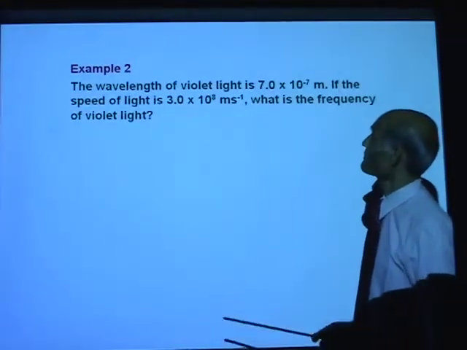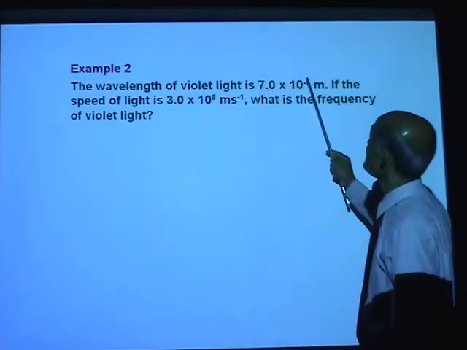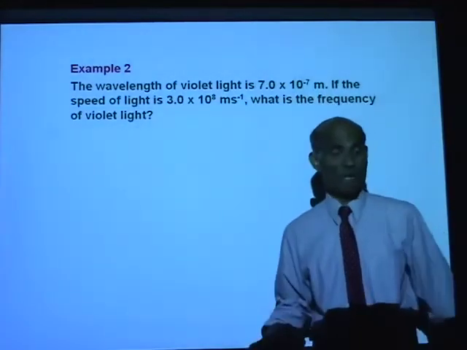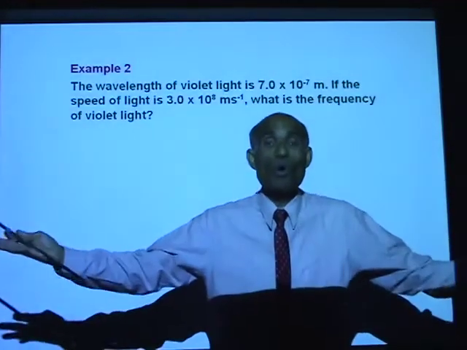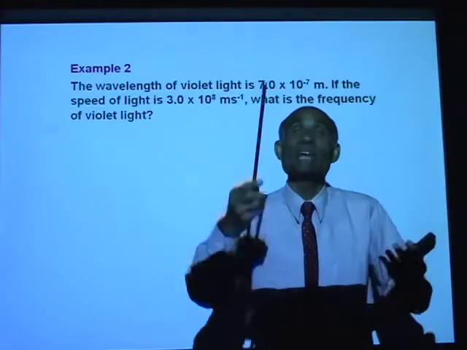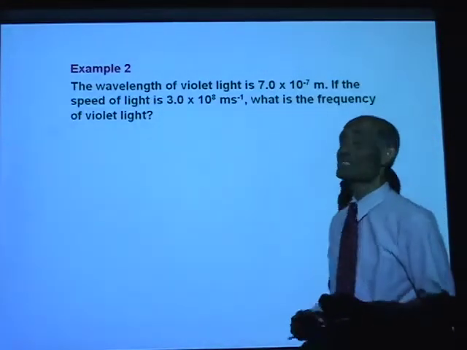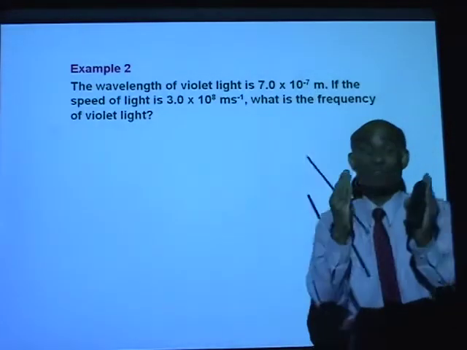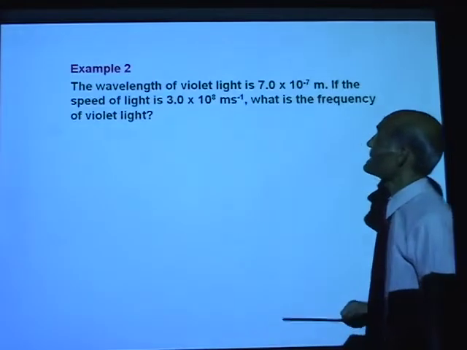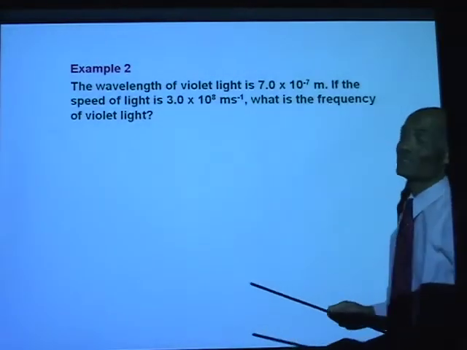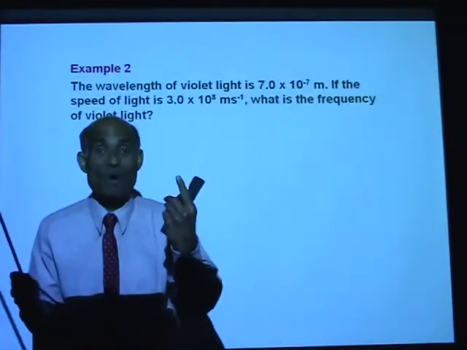All right, let's do another one. The wavelength of violet light is 7 times 10 to the negative 7 meter. Now, remember, the wave equation v equal to f lambda can be applied to all types of waves, including light waves. That's what we're going to do here. The wavelength of violet light is very, very small. If the speed of light is 3 times 10 to the 8 meters per second, what is the frequency of violet light? A very simple one-step problem.